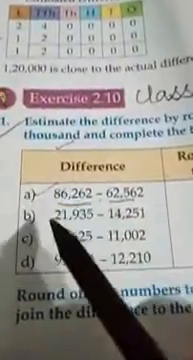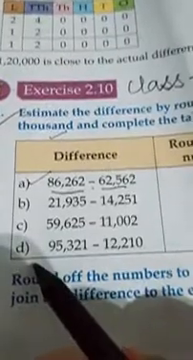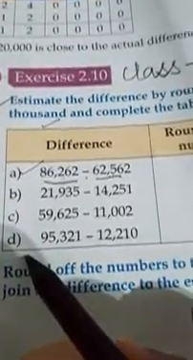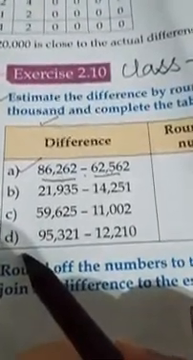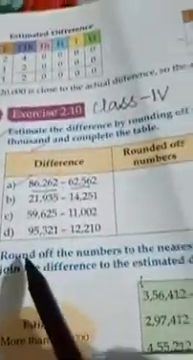Yes, friends, now I have solved parts A, B, C and D. These you will solve by yourself. In the same way, you will solve these parts. Yes, now let's move to sum number 2. Here we have to round the numbers to the nearest 10,000 and draw arrows to join the difference to the estimated difference. This we will do afterwards.